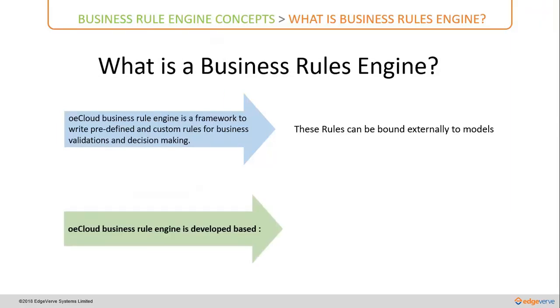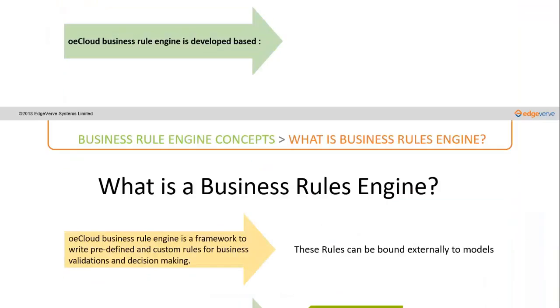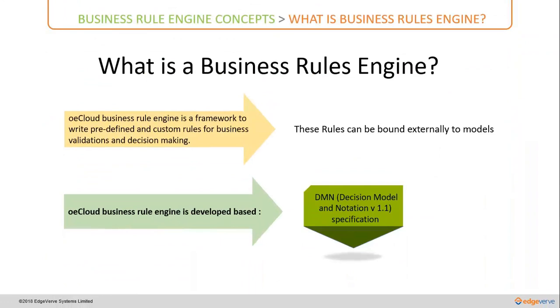The oecloud business rule engine is developed based on some standards and expression languages. These are Decision Model and Notation version 1.1, which is also known as the DMN specification, and FEEL. FEEL is an expression language which is popularly known as the Friendly Enough Expression Language, using which we could write the rules. We will discover more about these things in the next video.